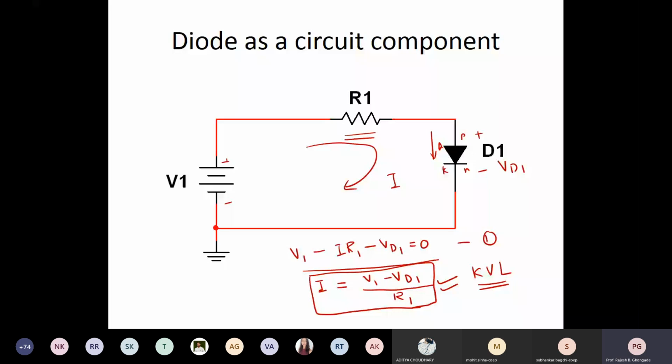I can manipulate this again. So I is equal to minus 1 by R1 into VD plus V1 by R1. Doesn't it look like y is mx plus c, where m is minus 1 by R1?